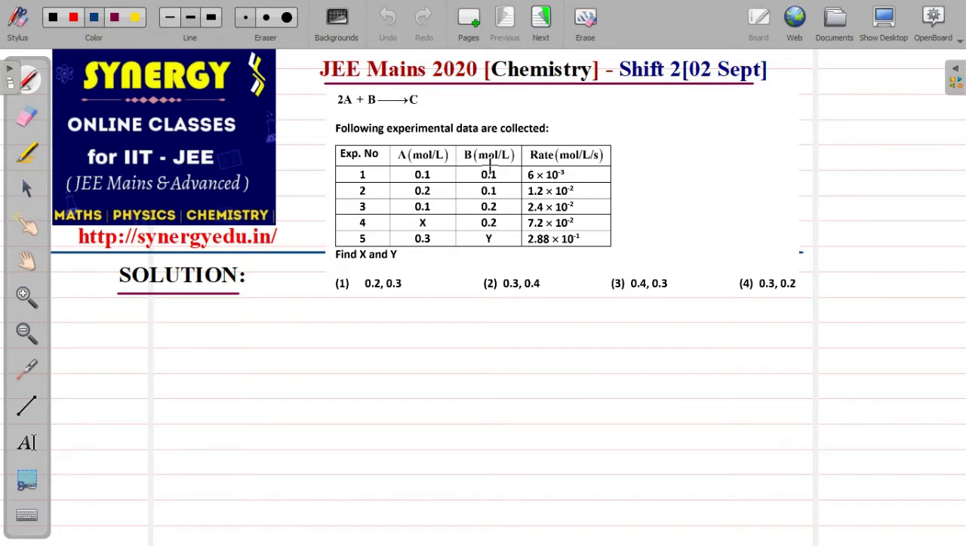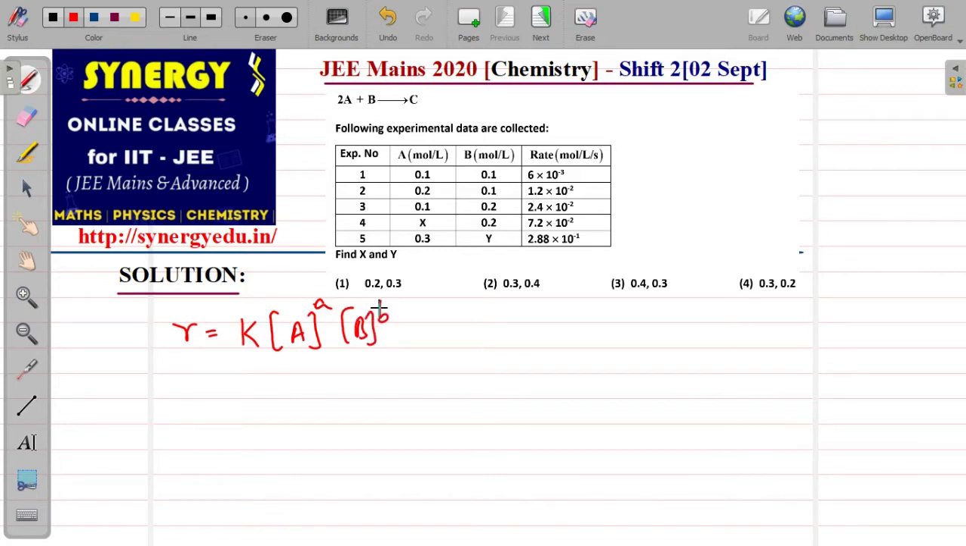in this paper, the first question: 2A plus B gives C. Following experimental data are collected. This is a chemical kinetics question. There are 5 experiments conducted, with A and B data, and the rate of the reaction is also experimentally collected. Now we know the rate equation: R is equal to K into [A] power a and [B] power b.